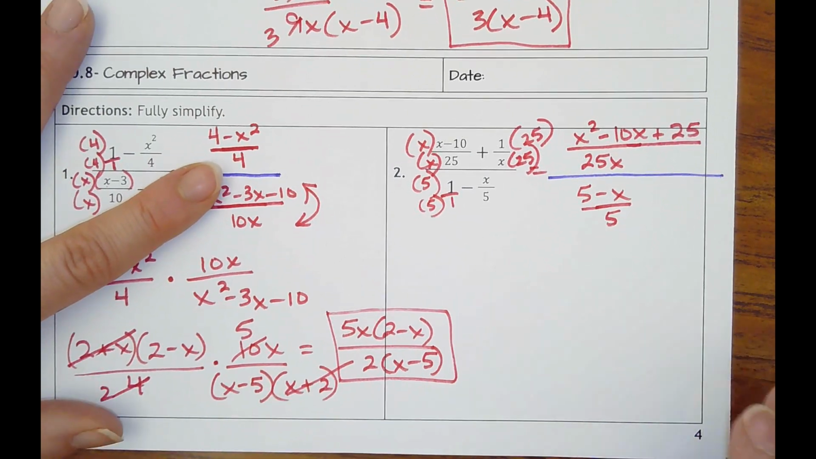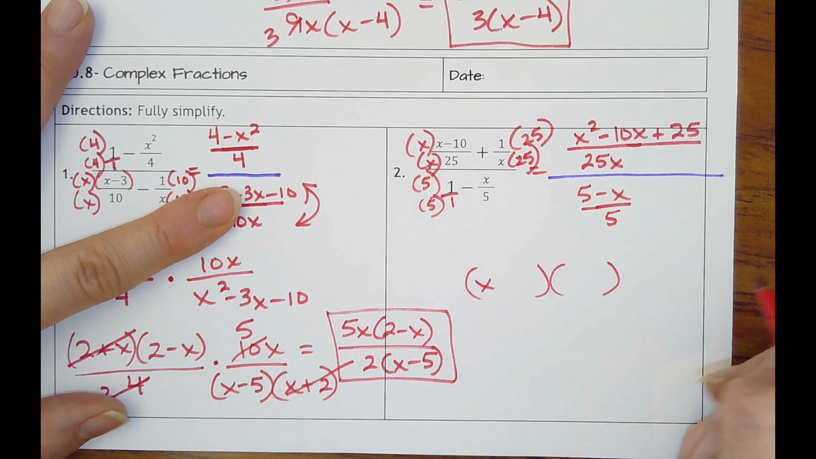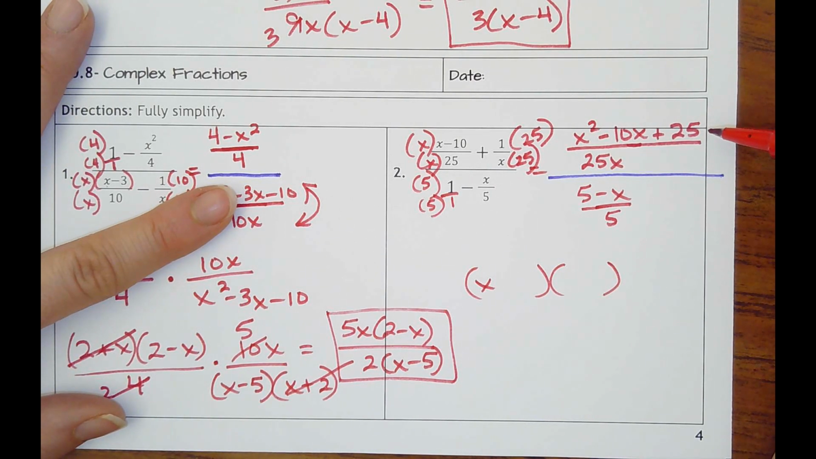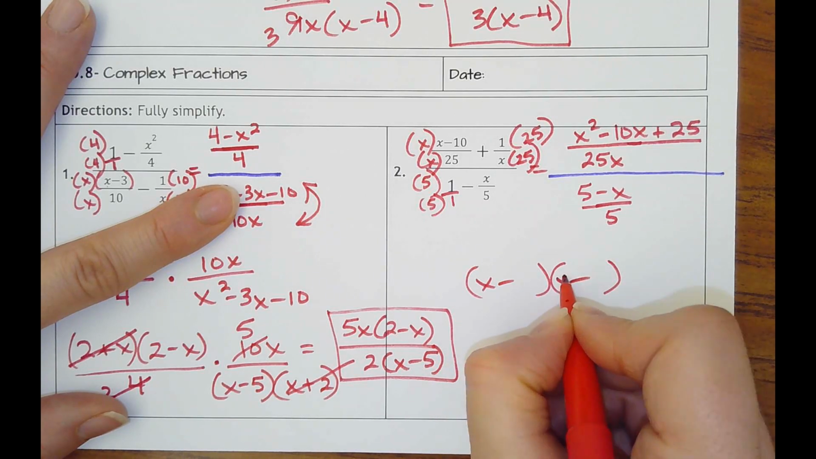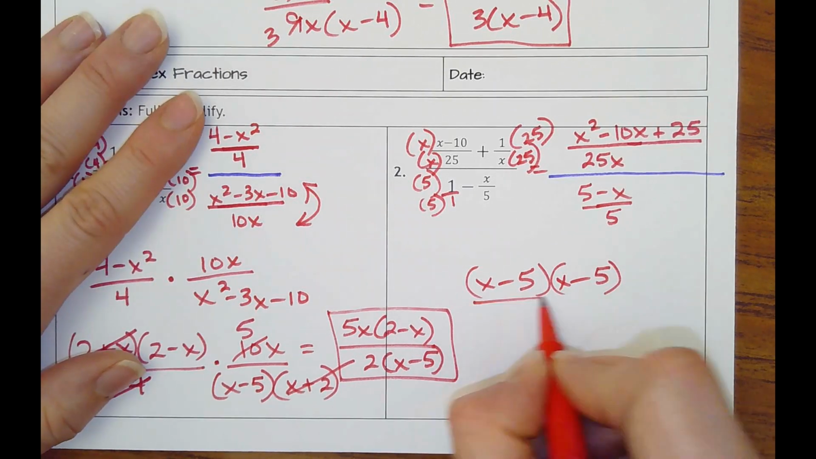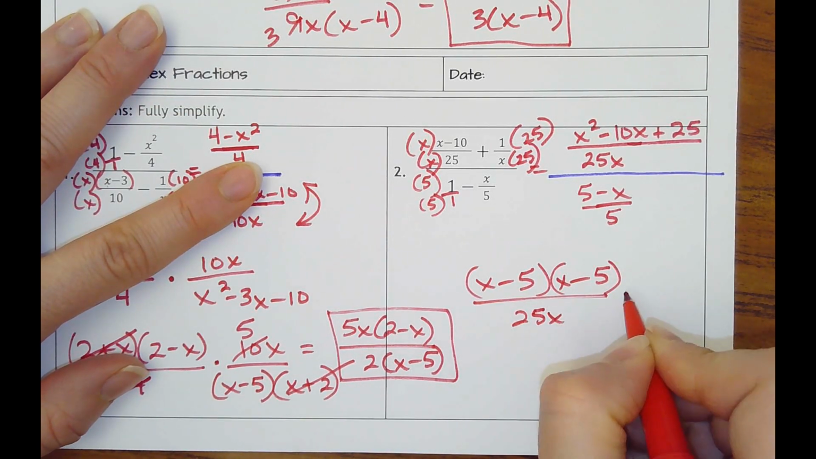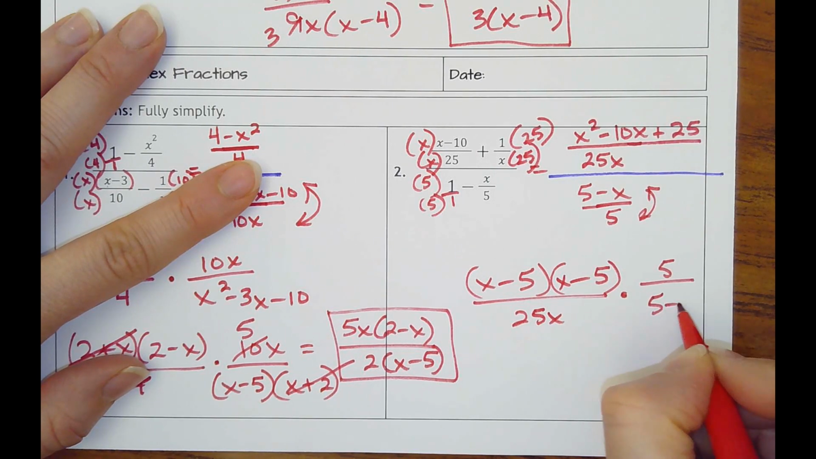Okay, so now in this one I'm going to factor the top first. So basic trinomial, I need two numbers that multiply to make 25 that add to make a negative 10. So they're going to have to both be negatives, and that would be 5 and 5. Over 25x times, flip this fraction to be 5 over 5 minus x.